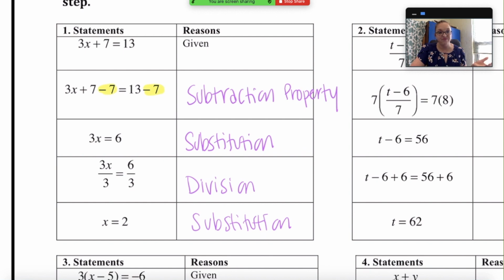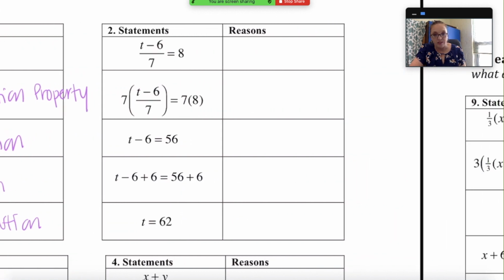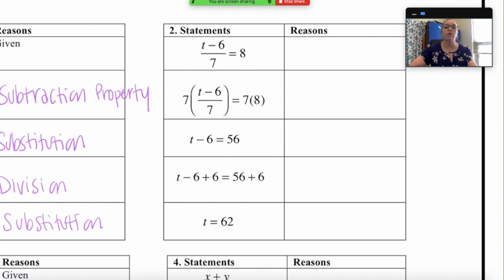That's it. Okay, let's look at the second one. So we start off with the equation t minus 6 all divided by 7 equals 8. So that's your equation. That's what's given to you. So I'm going to write the word given. And then just look, what did they do? What's different? I see the times 7 on both sides, right? So that's that multiplication property. Multiplication. And I'm just going to write multiplication.